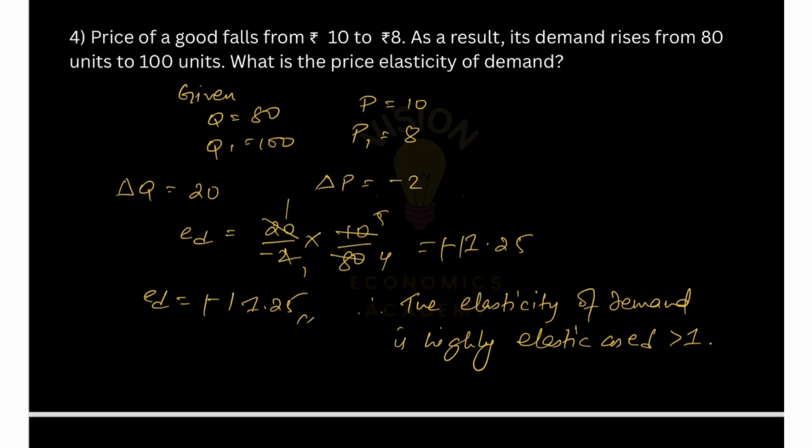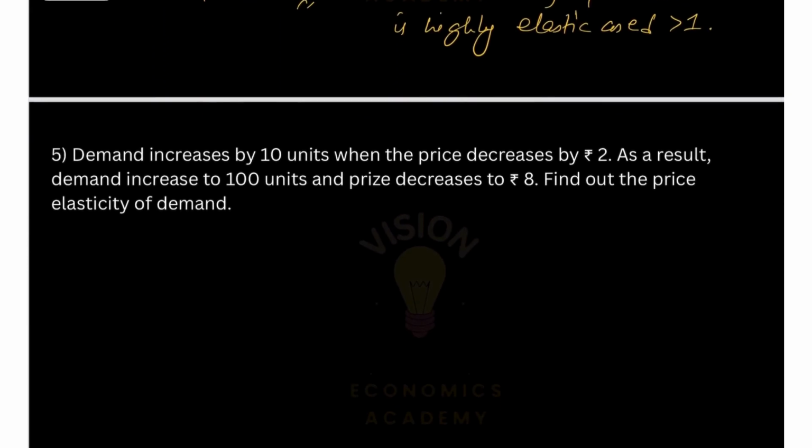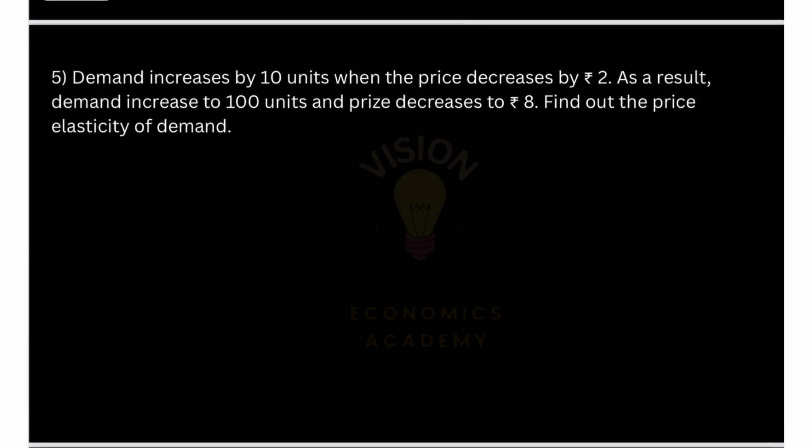Okay, so let us consider the next question. Question number 5. Demand has increased by 10 units. Now here is a simple change in the question. Demand has increased by 10 units. That means the change in quantity is 10. When the price decreases by 2, the change in price is 2. As a result, demand increases to 100 units. So by increasing 10 units, it has become 100 units. So the demand has increased by 10 units.